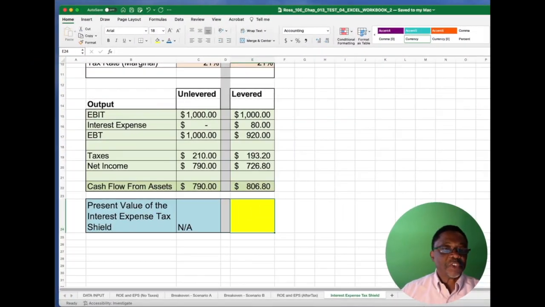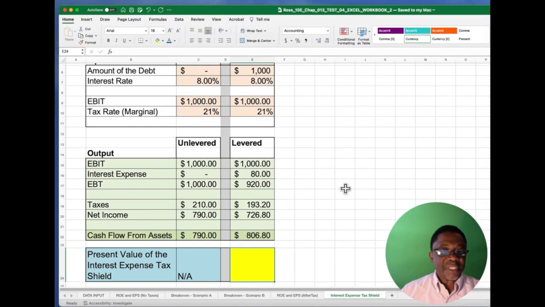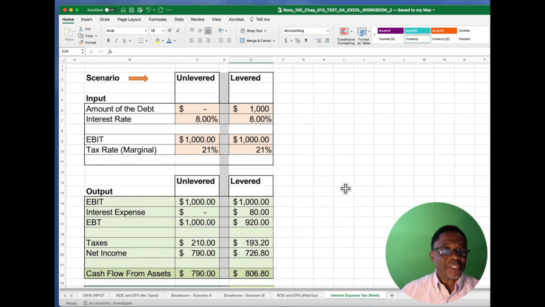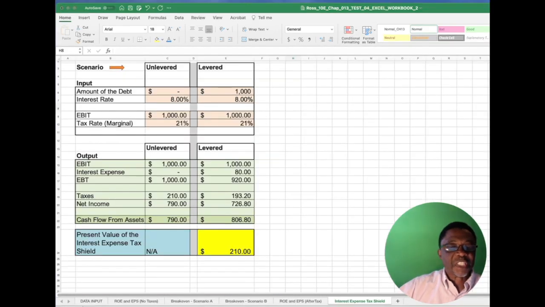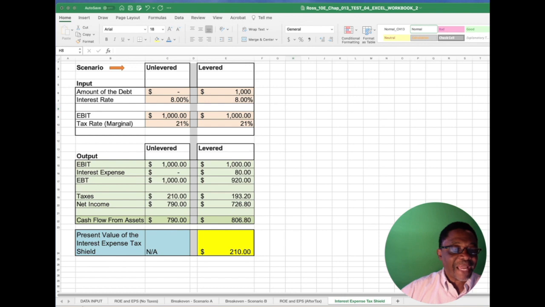We would just look at it to find the answers to whatever questions might be relevant. The final worksheet is this interest expense tax shield. This worksheet we would use to determine the present value of the interest expense tax shield. In other words, this represents an increase in value of the firm as a result of a subsidy from the government.